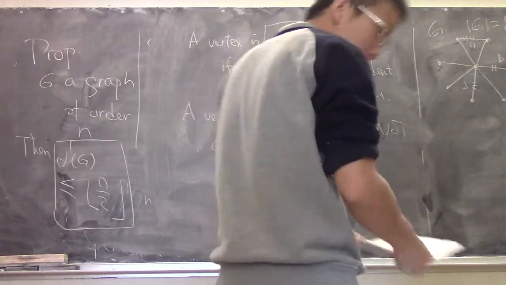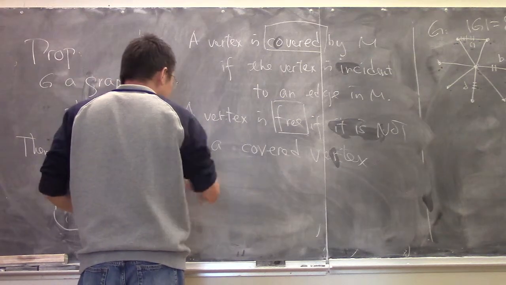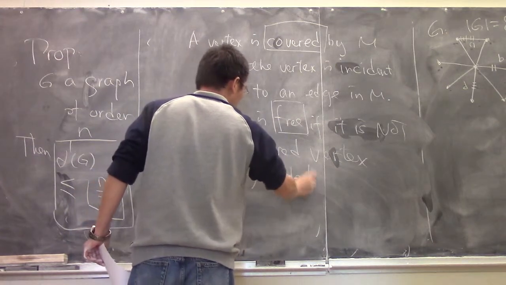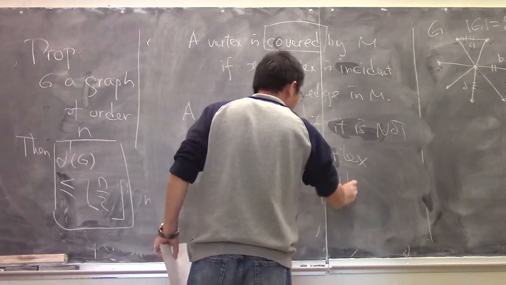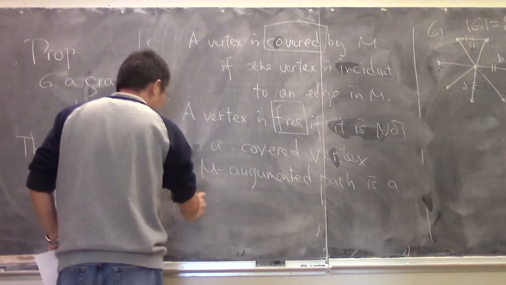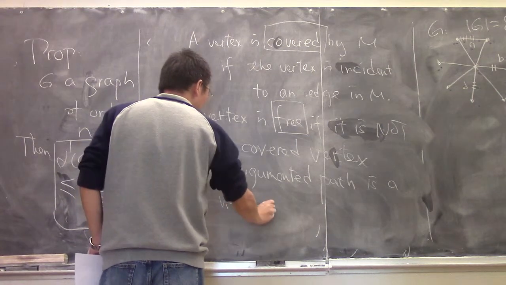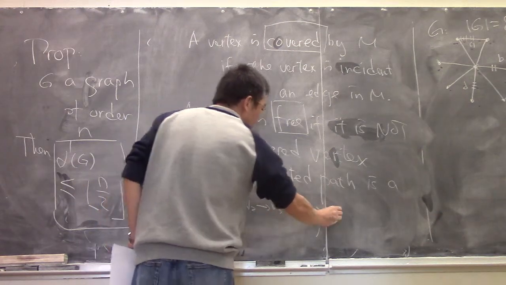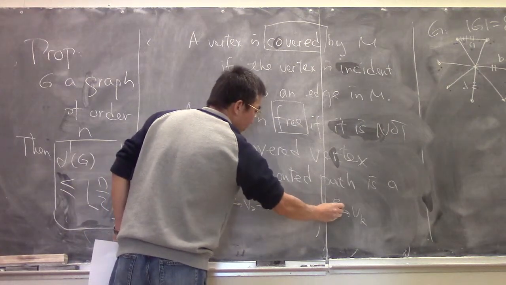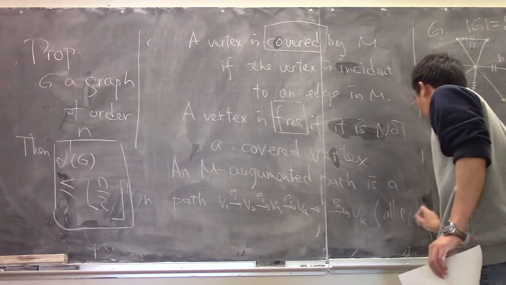And I also want to introduce an M augmented path. An M augmented path is a path. If I denote a path, then this is say V1, and then go to V2, go to V3, right? So go to V4, and so on and so forth, go to Vk. A path, which means this is edge 1, this is edge 2, edge 3, and this is edge k minus 1. And a path means all the edges are distinct. So that's a path.